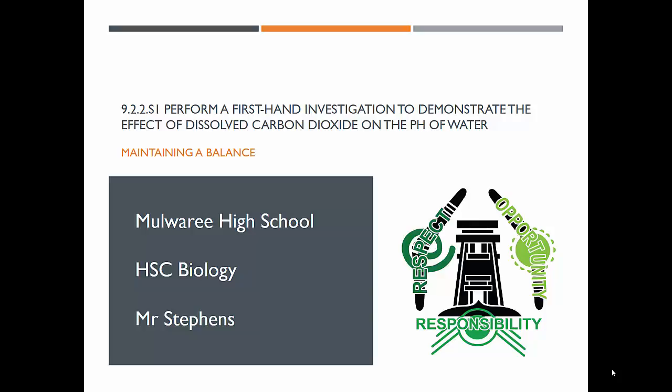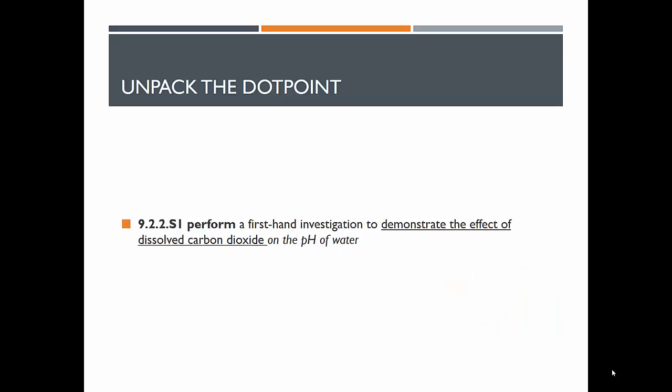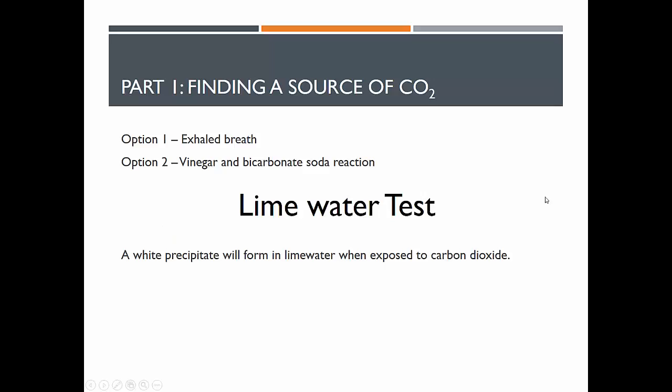Let's just jump in. We are looking at an experiment today, and what's interesting about this particular experiment is that you don't have to plan it or anything like that. You basically just have to perform it. You have to perform an experiment that demonstrates the effect of dissolved carbon dioxide on the pH of water. We know what the pH of water is, so we just need to figure out what carbon dioxide does to it. Alright, let's get stuck into it.